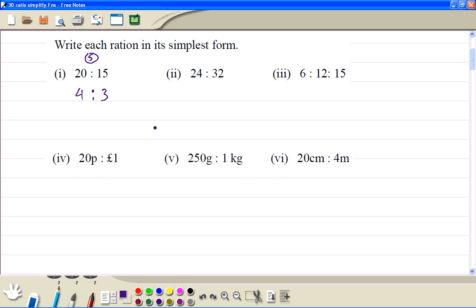Ratio 3. Here again, we're looking for the highest common factor, which is 8 in this case. So divide each number by 8, we get 3. 32 divided by 8 is 4. Again, we're looking for a common factor, so we can divide each number by. So 3 is a common factor. So if we divide each number by 3, we get 2, 4, 15 divided by 3 is 5.